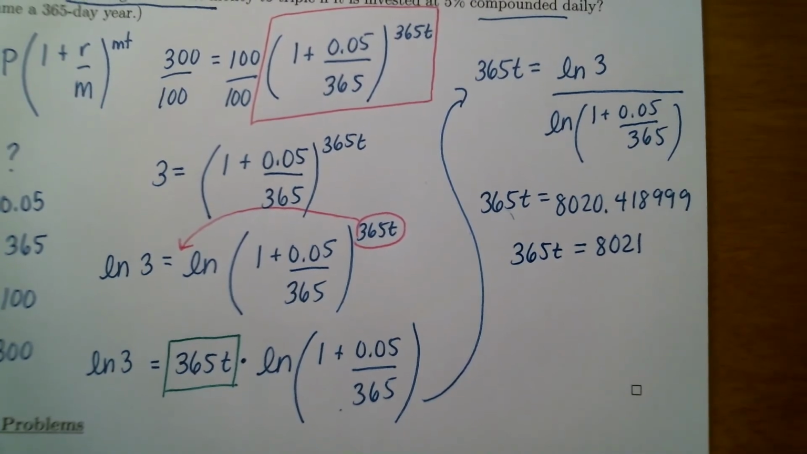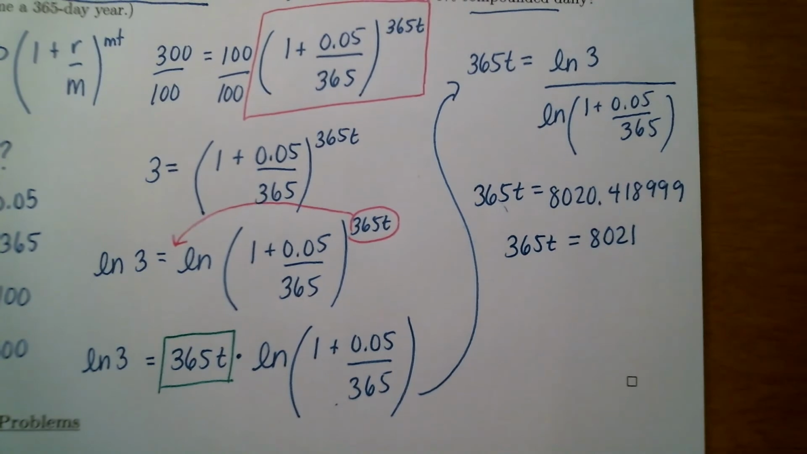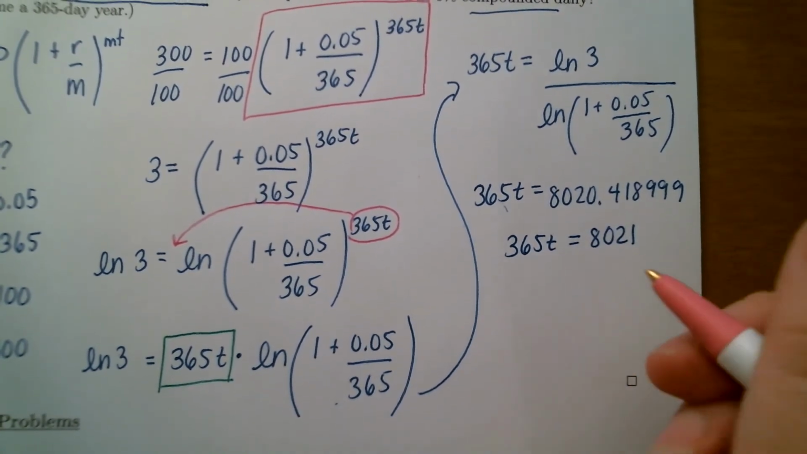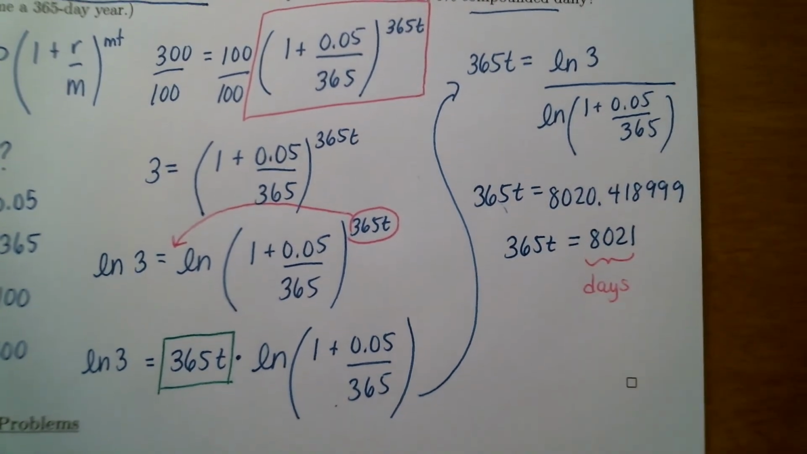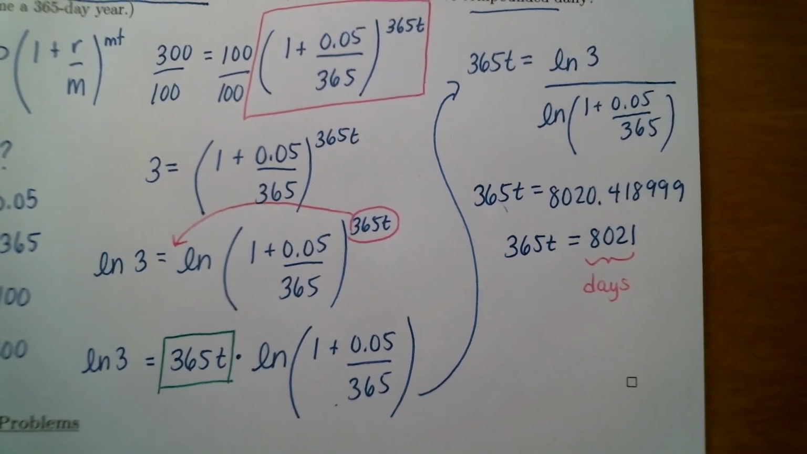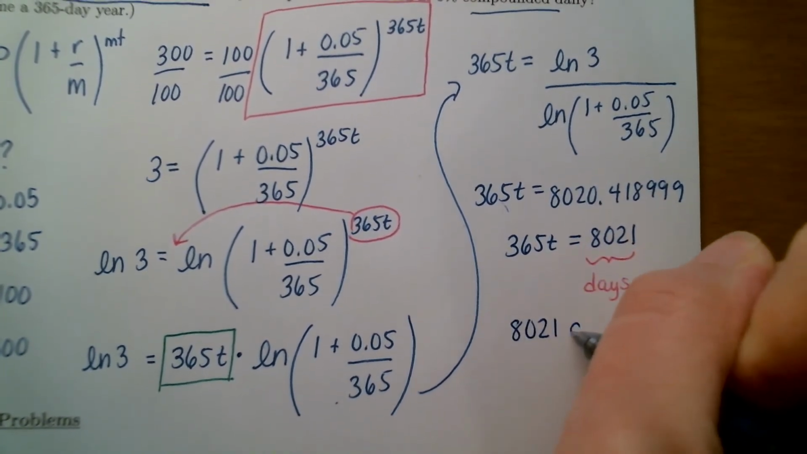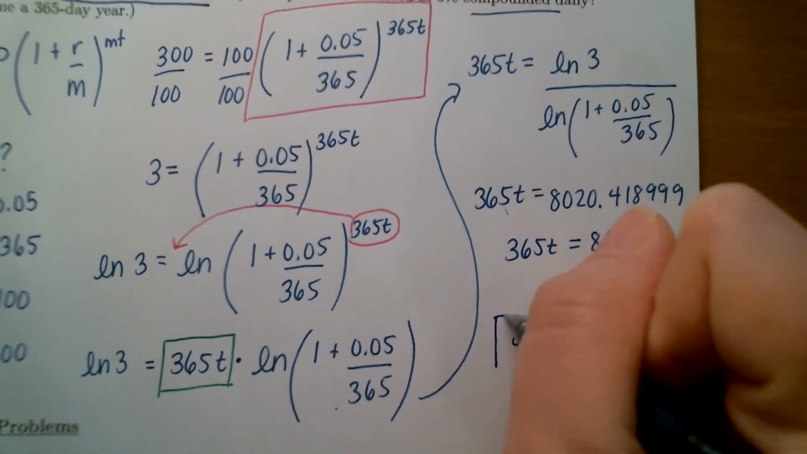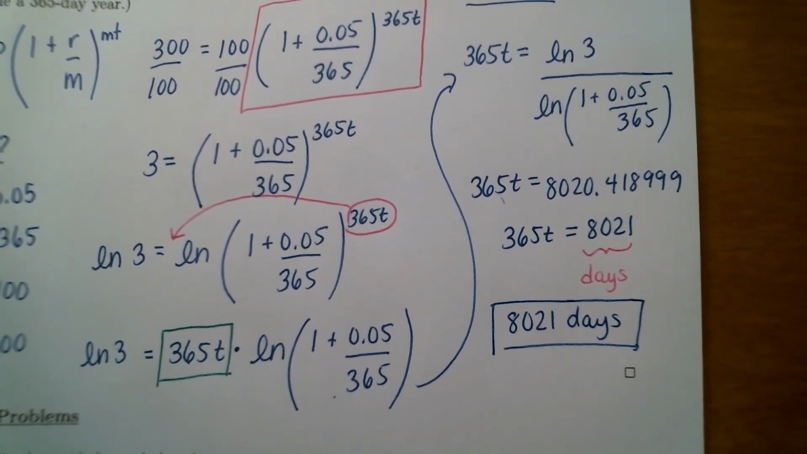How do we interpret our answer? Well, 365 in front of the t is indicating that we're thinking in terms of days. So it is going to take us 8,021 days to triple our money. That's what this means. Had there been a 12t in front instead of a 365t, that means it would have taken that many months. Okay, so that's how this works.